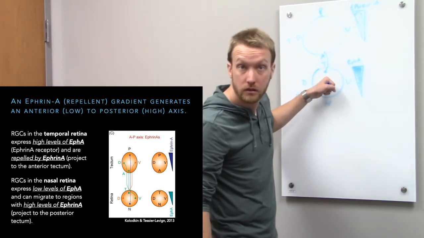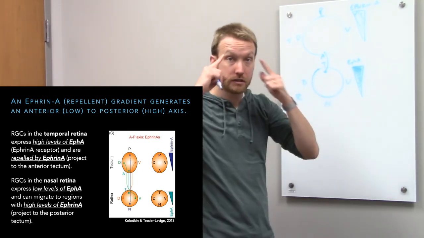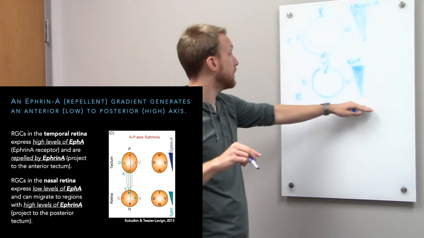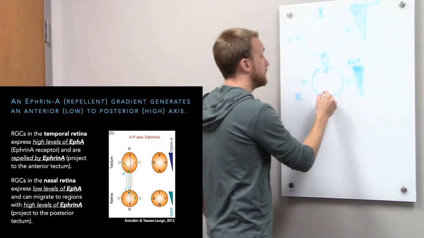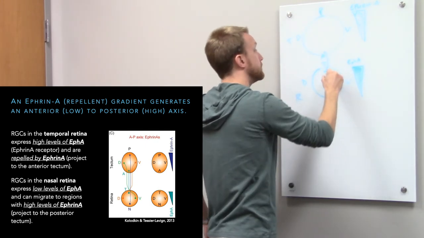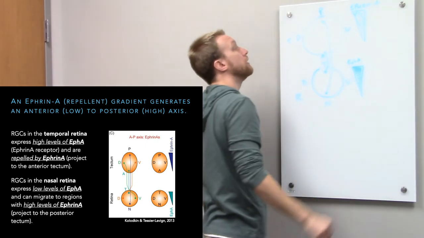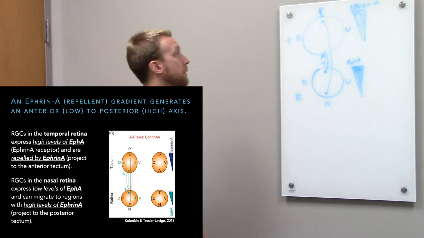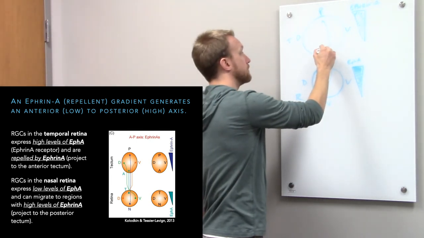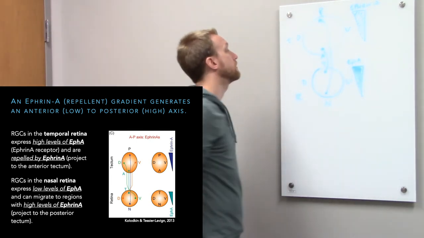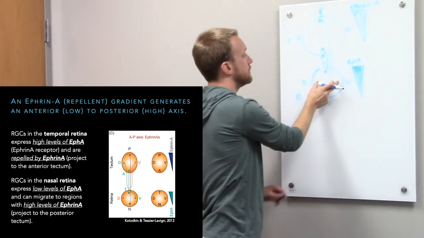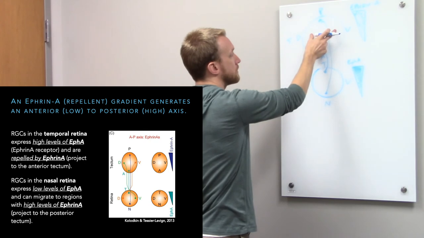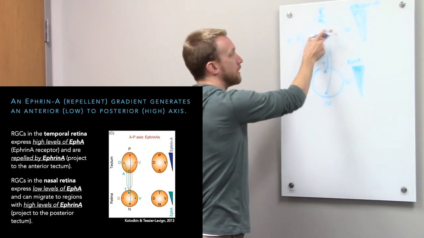Those in the nasal regions that have very low levels of efferent A are not going to be repelled early on, so they can innervate further regions of our optic tectum. I'll put a little star there for the targets. So we kind of flip there. Those in the middle can only go to kind of mid-range.